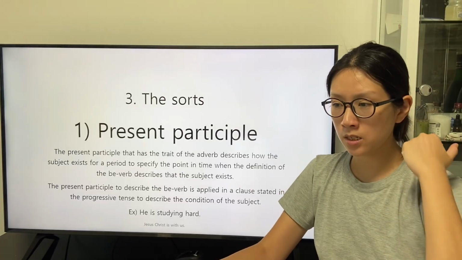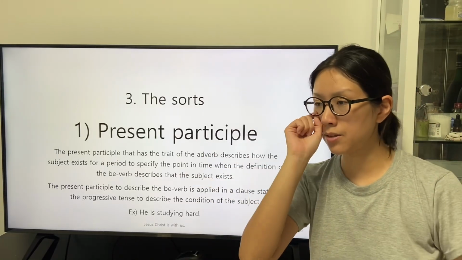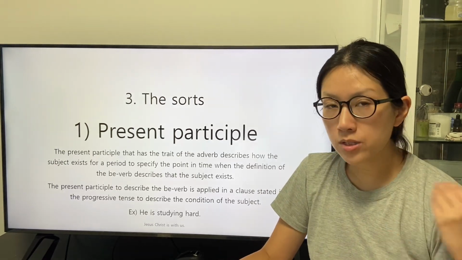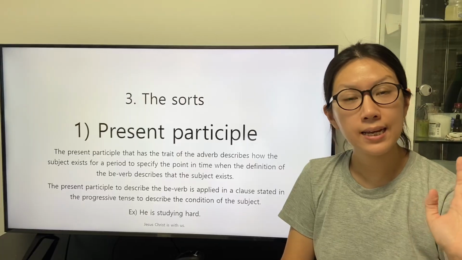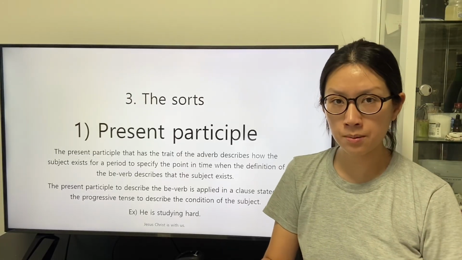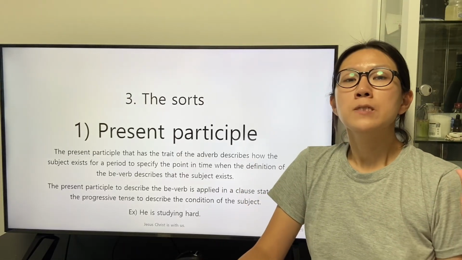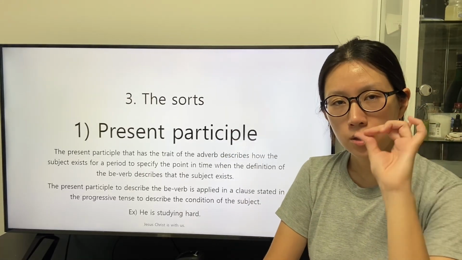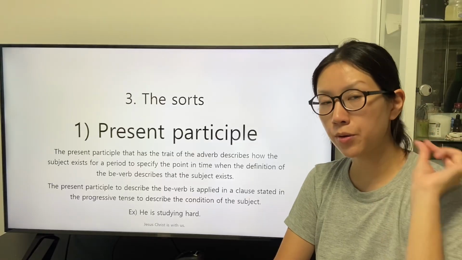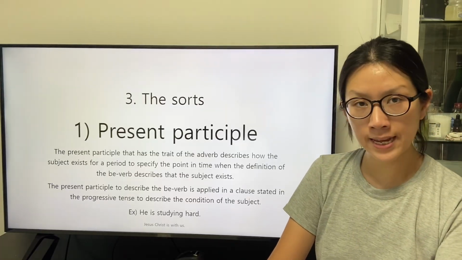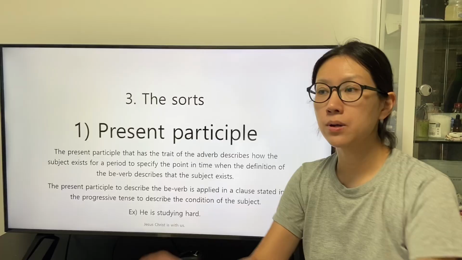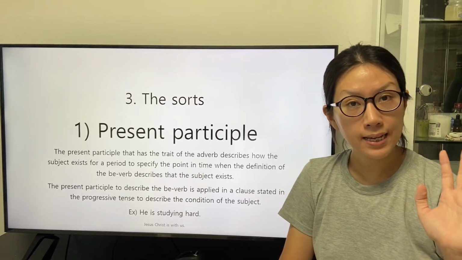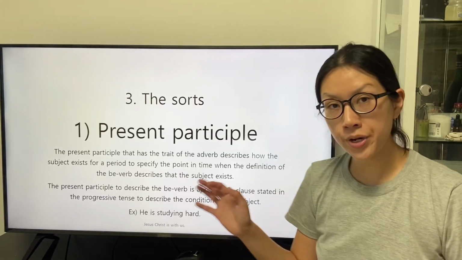Applied in a clause stated in the passive voice of the speaker. Because in the clause stated in the passive voice of the speaker, the be verb describes the subject at first, and the past participle with the trait of an adjective describes the subject as a subjective complement. We studied about a clause. I am greeted.